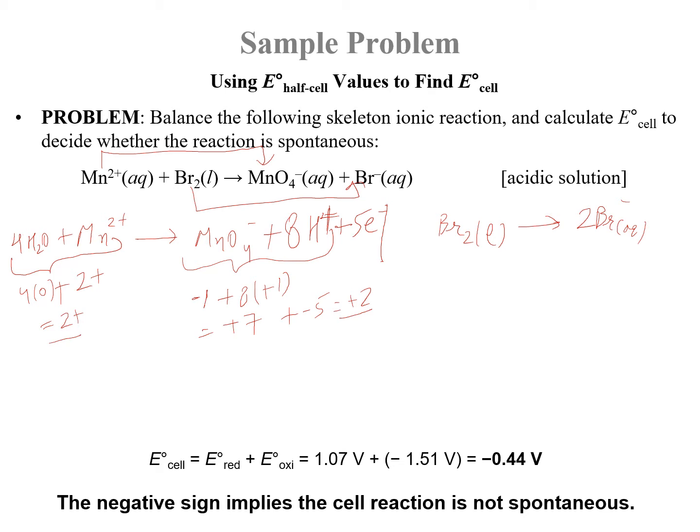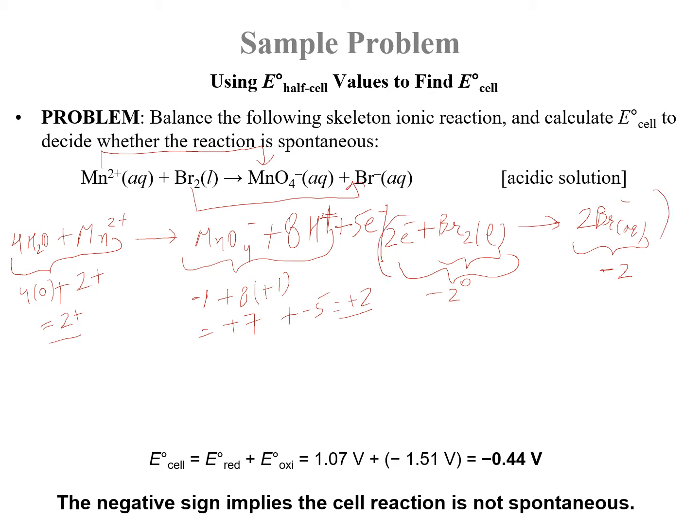What is the charge on this side? 0. What is the charge on this side? Negative 2, because I have 2 of these, right? 2 times negative 1 gives me negative 2. I can only add electrons, so I'll add electrons on this side. How many? 2 electrons. That would make this a total of negative 2, negative 2, balanced. All right, perfect. What's the next step? We balance the total number of electrons. So how many electrons on this side?